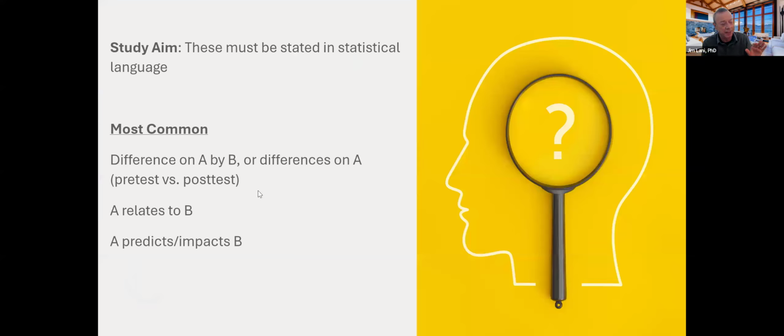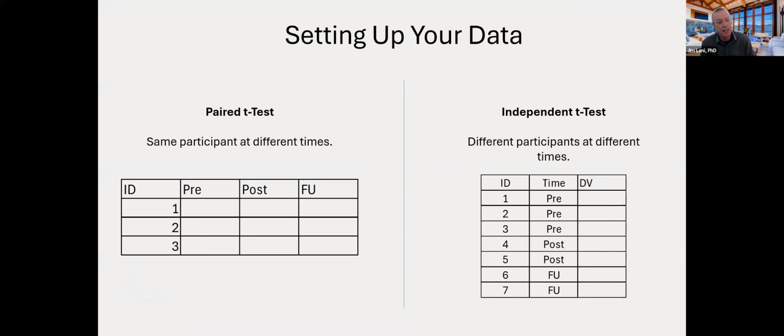These are the statistical language parts: differences, relationships, and some prediction between them. In other words, we have to connect those variables in some fashion, and that language is important. Setting up your data is also important. Most folks doing a paired sample t-test are in this box to the left here.